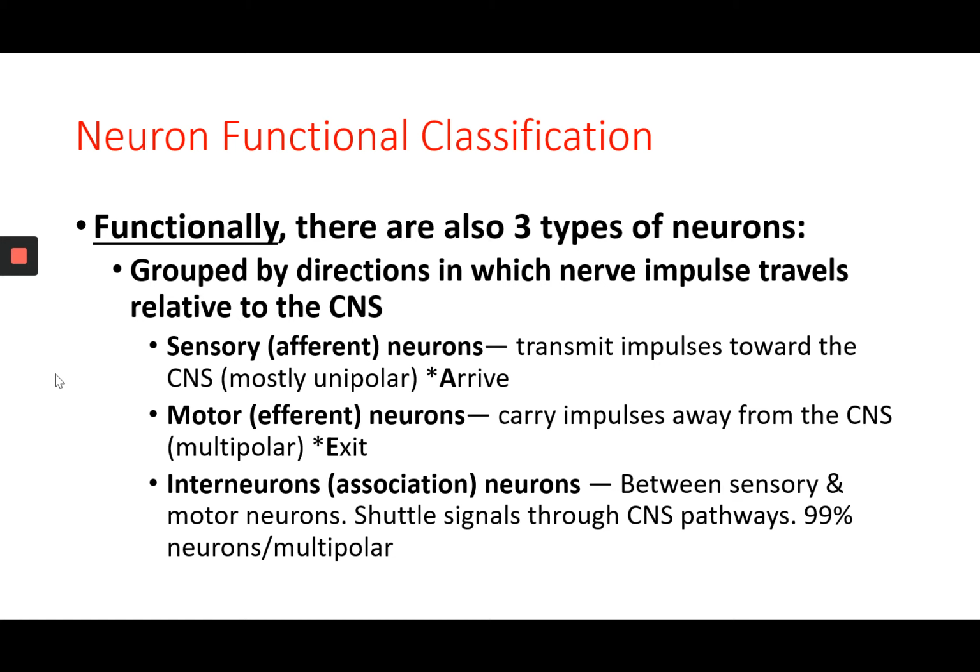So just a reminder, structurally, the classifications for neurons are unipolar, multipolar, and bipolar. The functional classifications, however, are sensory, or we could say afferent, motor, or we could say efferent, or interneurons. Another name for interneurons is association neurons, because they take the information that they get from sensory neurons, associate it with past experiences or other information coming from other parts of the body, and determine a motor output.